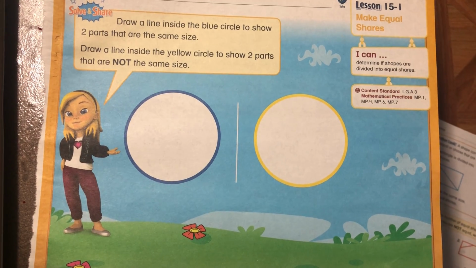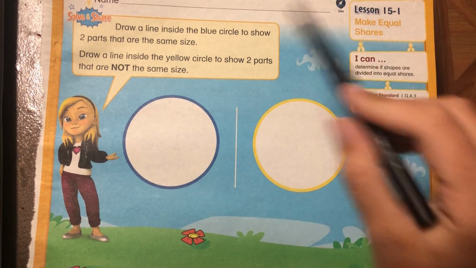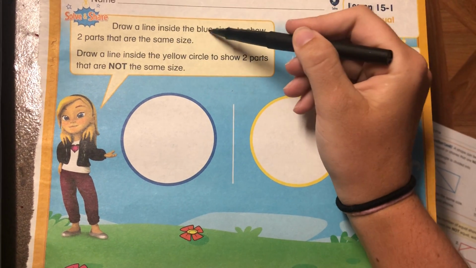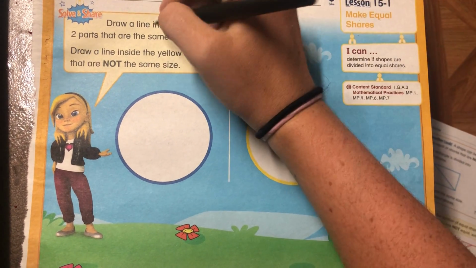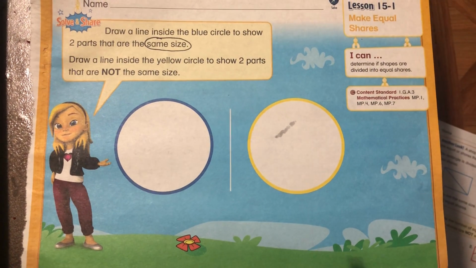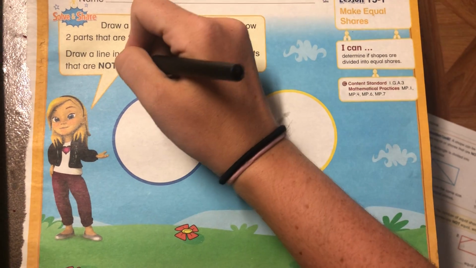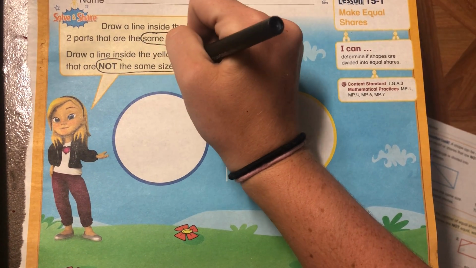We'll be working on lesson 15.1, which says make equal shares. Draw a line inside the blue circle to show two parts that are the same size. Draw a line inside the yellow circle to show two parts that are not the same size.